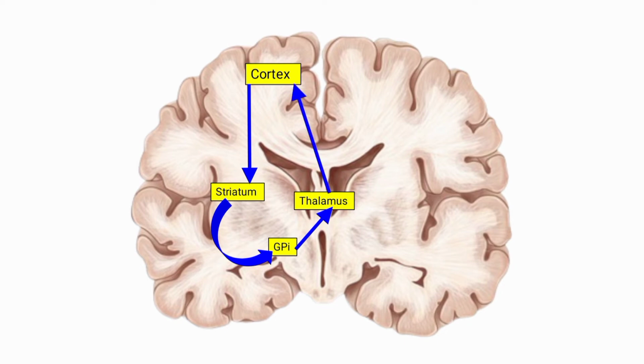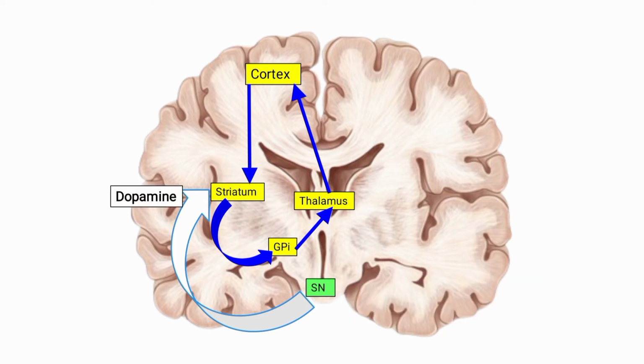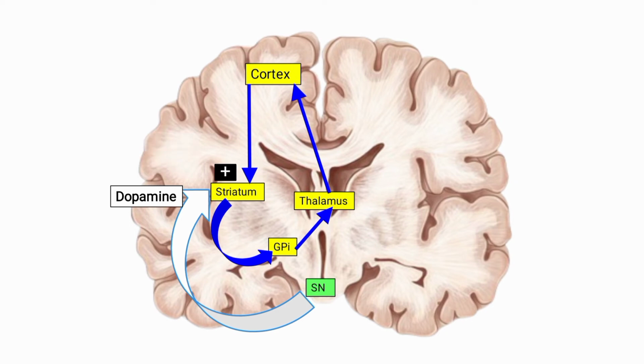Now here we add in this extra pathway from the substantia nigra. Remember, we have this zona compacta. From zona compacta, we have neurons that ascend upward and go to the striatum. What they do is they release dopamine onto the actual neurons of the striatum. On the striatum, they attach to the D1 receptor and produce a stimulatory effect. Now let's see what happens in the direct pathway due to this stimulatory effect. From the cortex coming down to the striatum, what did we say we were releasing?